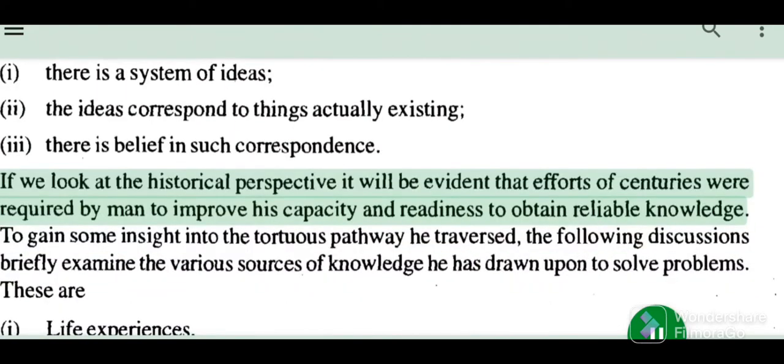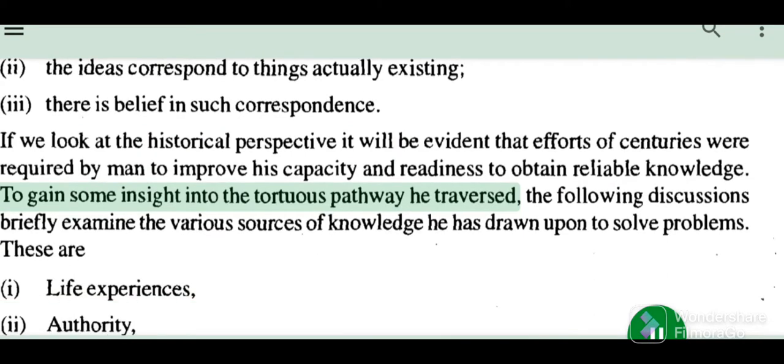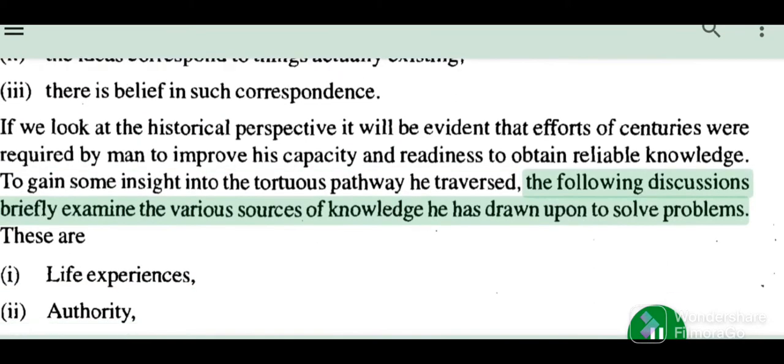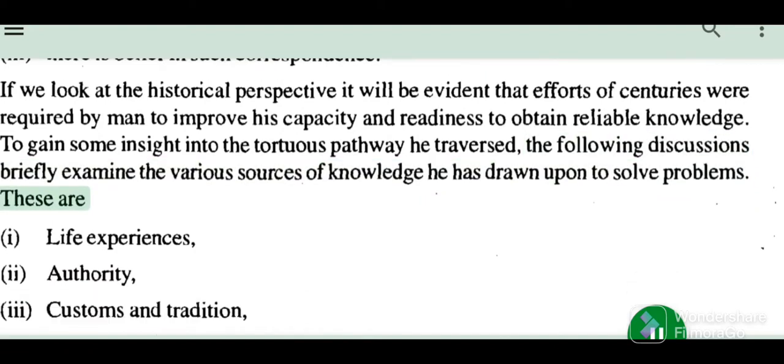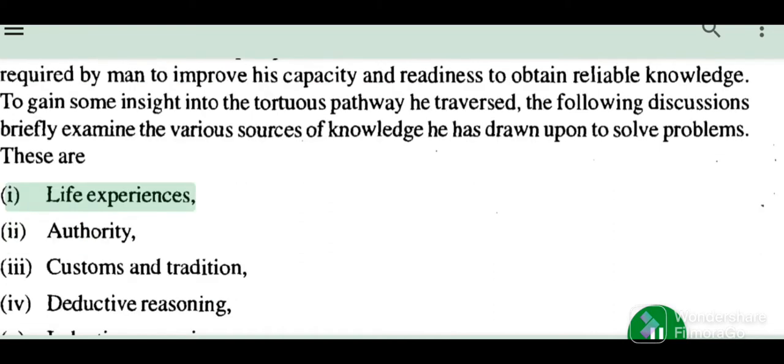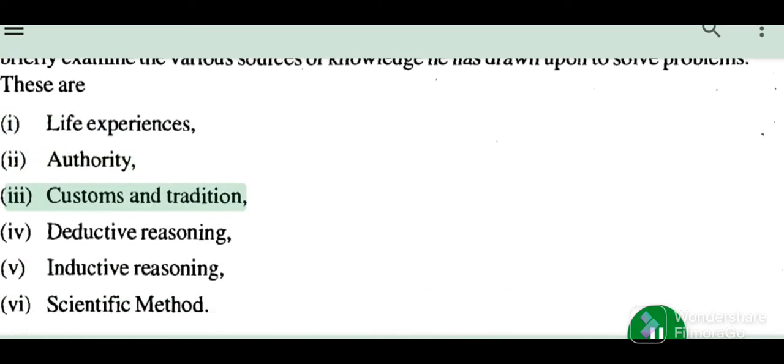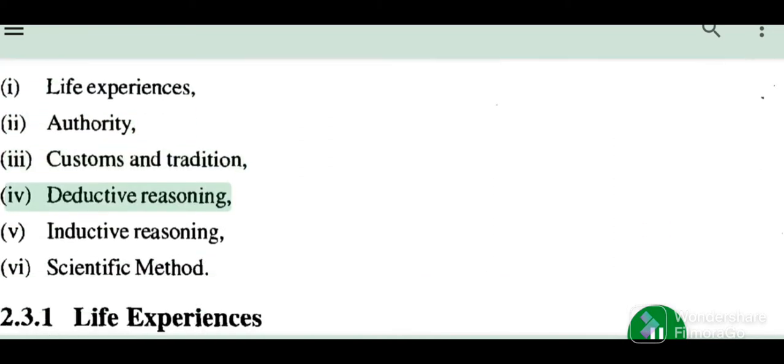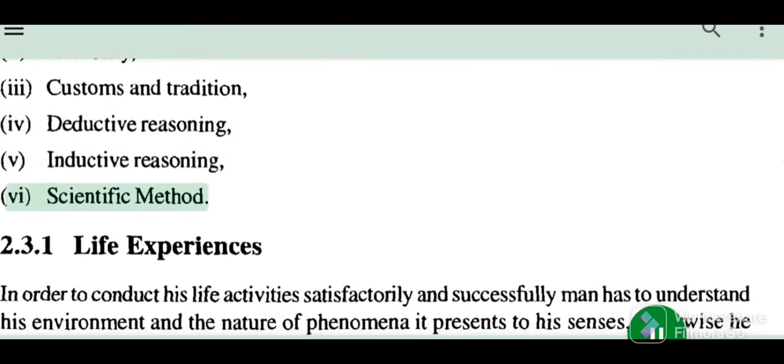If we look at the historical perspective, it will be evident that efforts of centuries were required by man to improve his capacity and readiness to obtain reliable knowledge. To gain some insight into the tortuous pathway he traversed, the following discussions briefly examine the various sources of knowledge he has drawn upon to solve problems. These are: one, life experiences; two, authority; three, customs and tradition; four, deductive reasoning; five, inductive reasoning; six, scientific method.